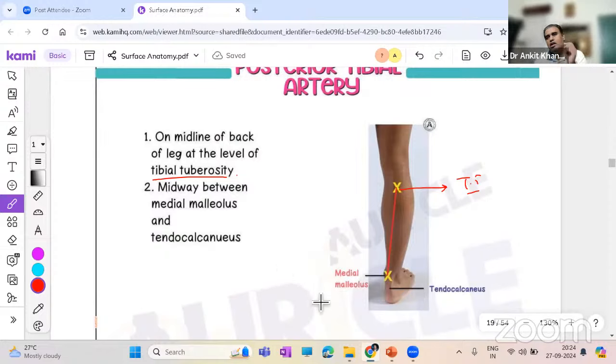If you see your own foot, the strongest, most prominent tendon at the back of your foot is this tendocalcaneus. Achilles tendon, also known as what? We all know it is also known as the Achilles tendon.